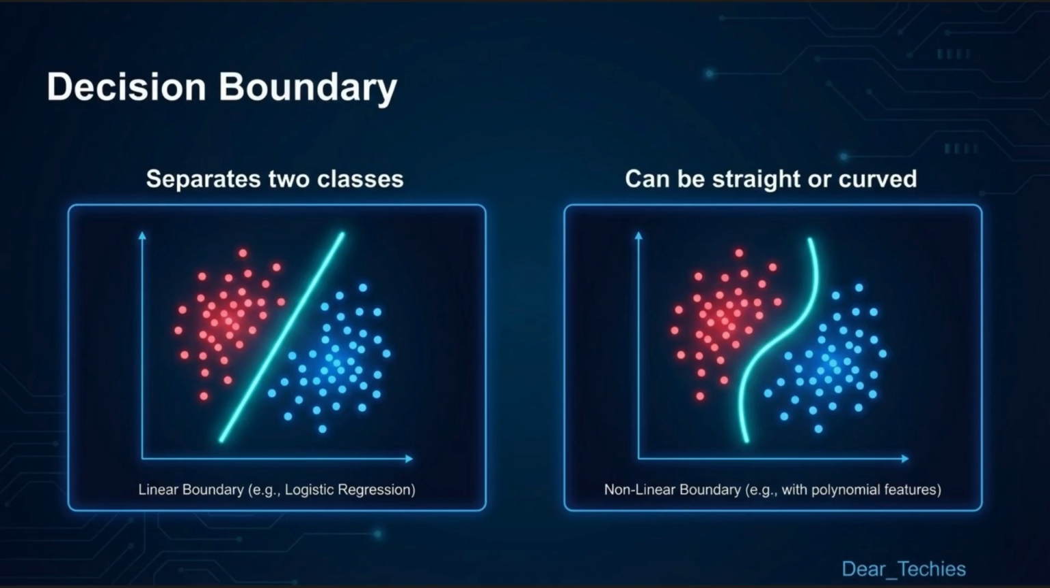In classification, we draw a decision boundary between two classes. Logistic regression usually draws a straight line or a simple curve depending on the features. If the data is linearly separable, logistic regression performs extremely well.